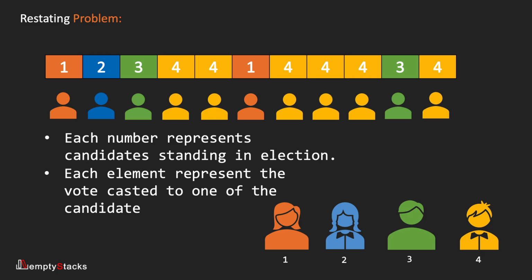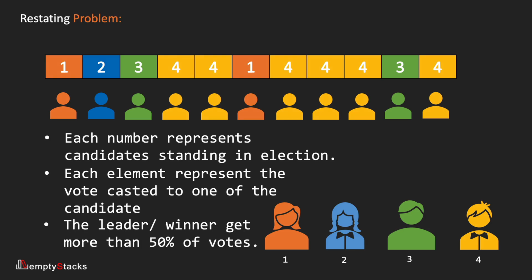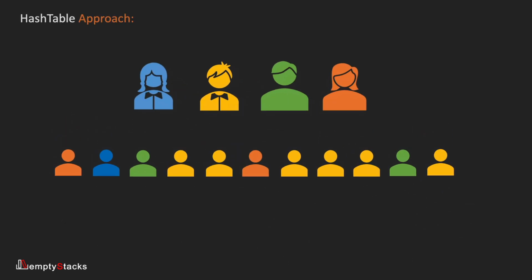So here we see that the first person voted for orange, second voted for blue, third person voted for green and so on. Also, we know that the winner of this election won by a majority by getting more than 50% of votes. And what we need to find is who won this election. So in this example, we can say by looking at the array, the yellow candidate won the elections. Sounds good? Now let's try to form an approach to solve this question.